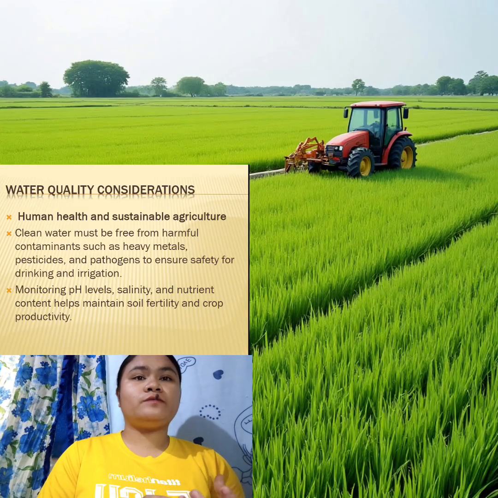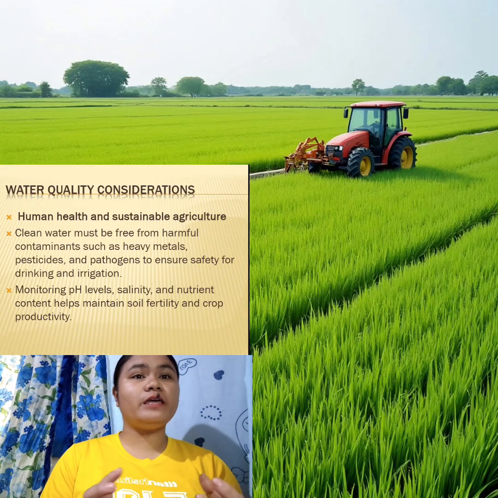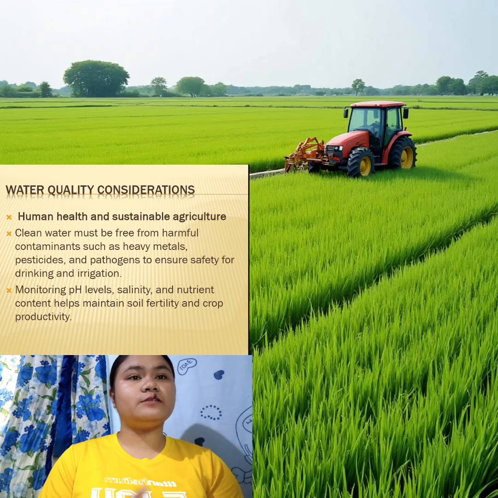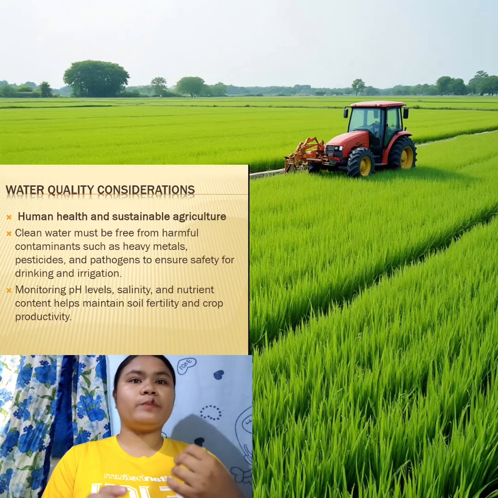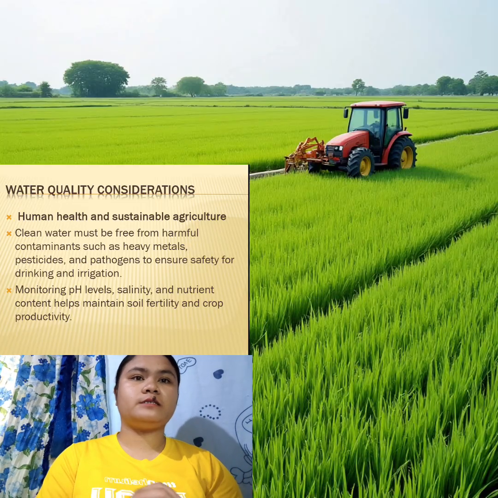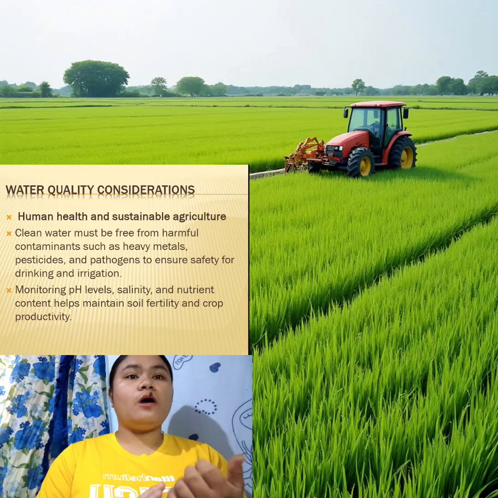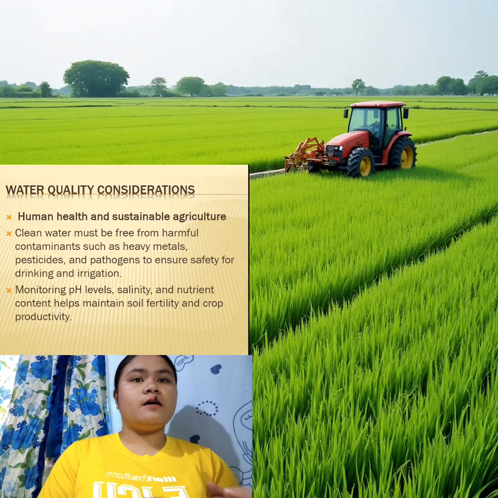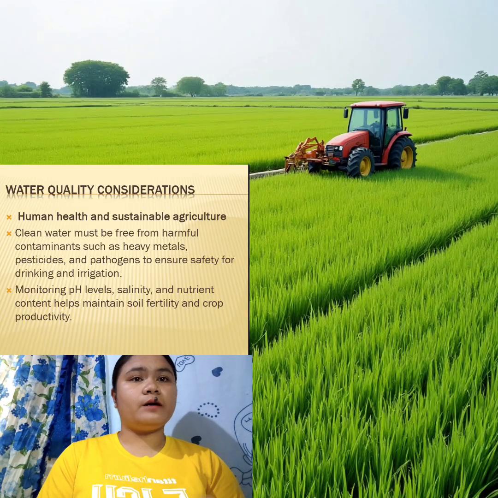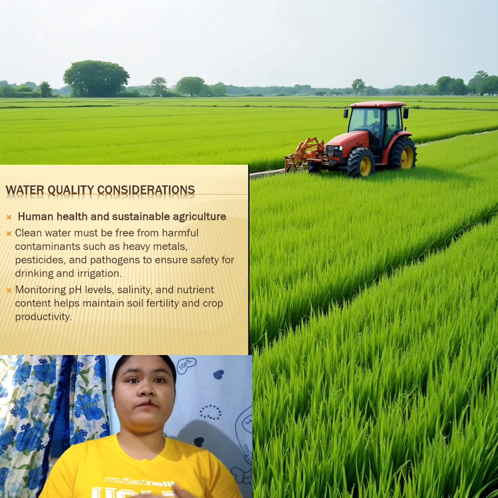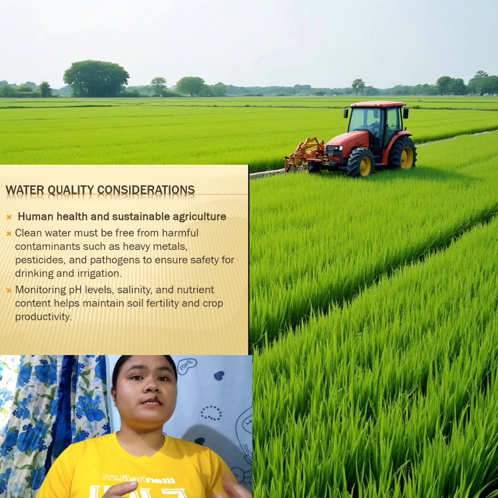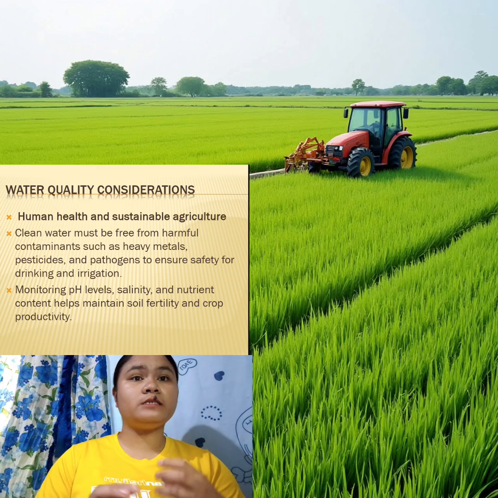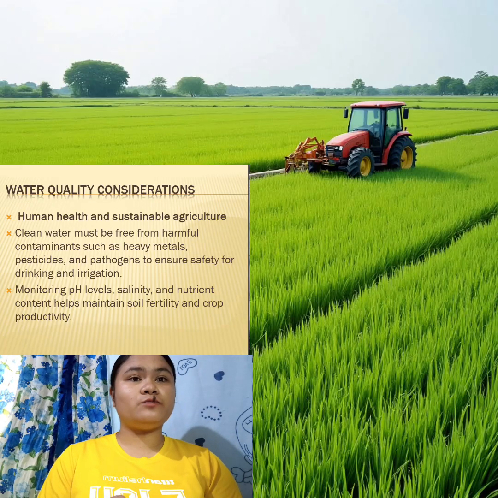Clean water used for irrigation must be free from harmful contaminants such as heavy metals, pesticides, and pathogens. When contaminated water is used to irrigate vegetables or rice, those contaminants can end up in the food we eat every day. So, this is not just a farming issue. It is also a public health issue.